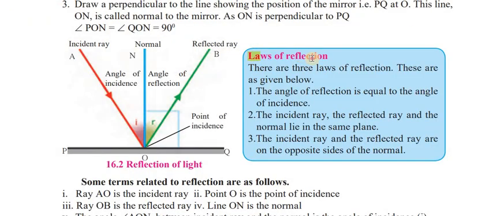Here are the important laws of reflection and this diagram also. Draw this diagram and explain the laws of reflection. The angle of reflection is equal to the angle of incidence. The incident ray, reflected ray and normal lie in the same plane, and the incident ray and reflected ray are on opposite sides of the normal.